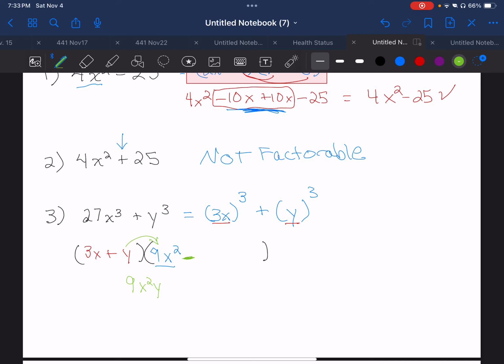So how do I get rid of that? Subtract 9x squared y. But how would I get 9x squared y? 3x times what will give me that? 3 times 3 gives me 9. x times x gives me x squared, and I need a y. So that term will give me the cancellation. And so then I'd have, let's see, this times this will give me plus 9x squared y. But it will also pick up then, actually, let me draw that on the other side.